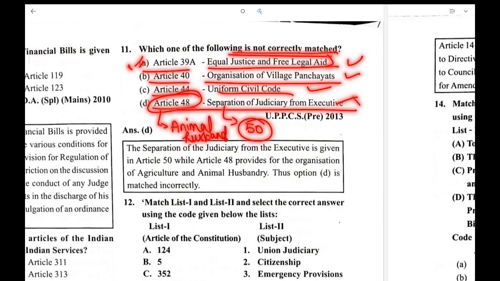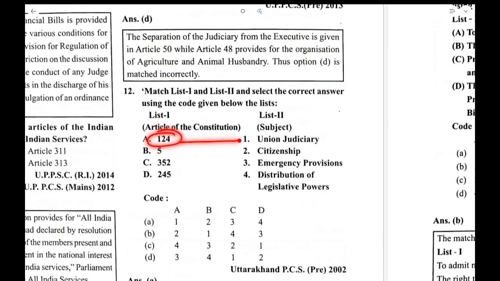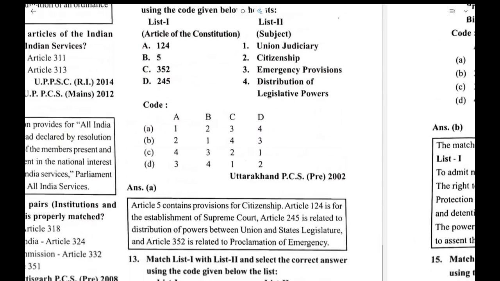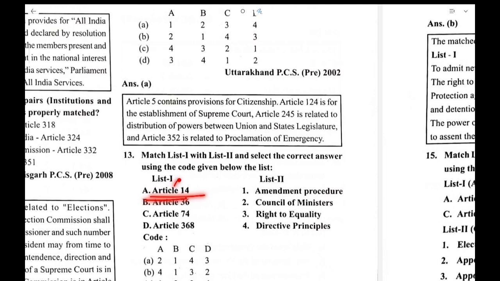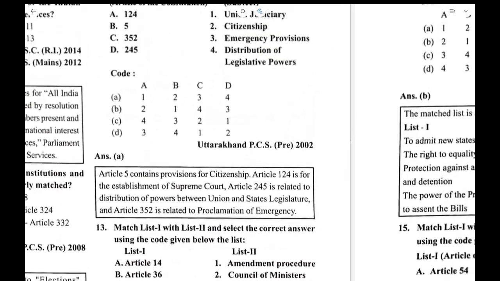Okay, now next question. Article 124, I already told you, mentions the Supreme Court. Article 352 mentions emergency provisions. Article 5 is about citizenship and 245 about distribution of legislative power. So the correct answer is A. Now article 14 is a fundamental right, that is right to equality. Article 36 is a directive principle. Article 74 is Council of Ministers, whereas article 368 is amendment of the constitution. So the correct answer here is D.